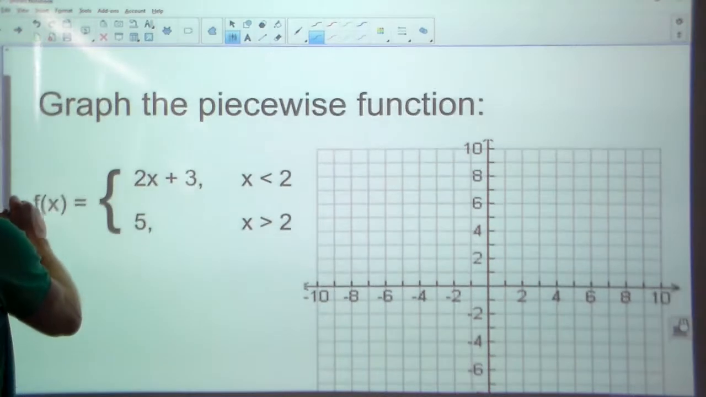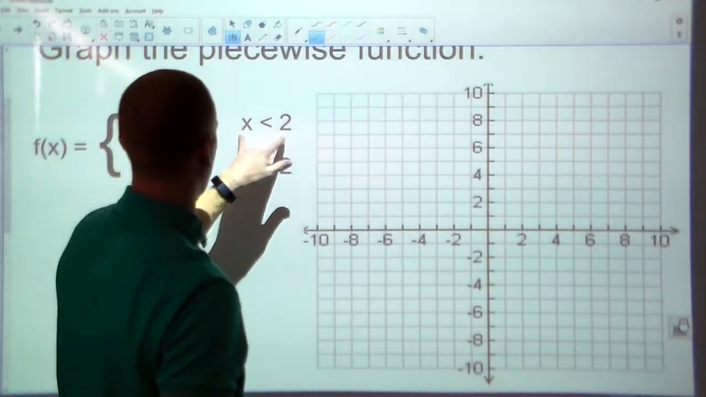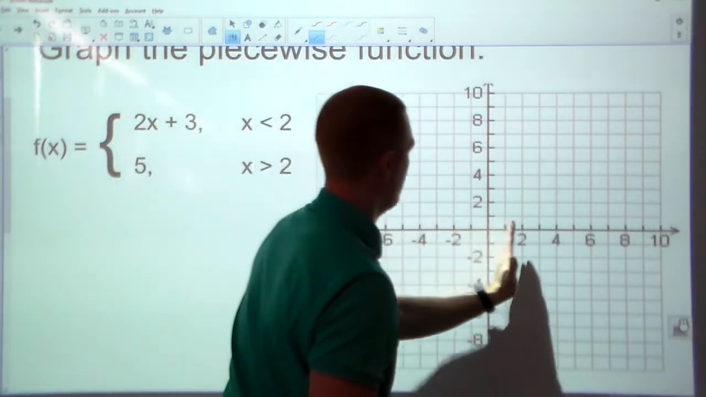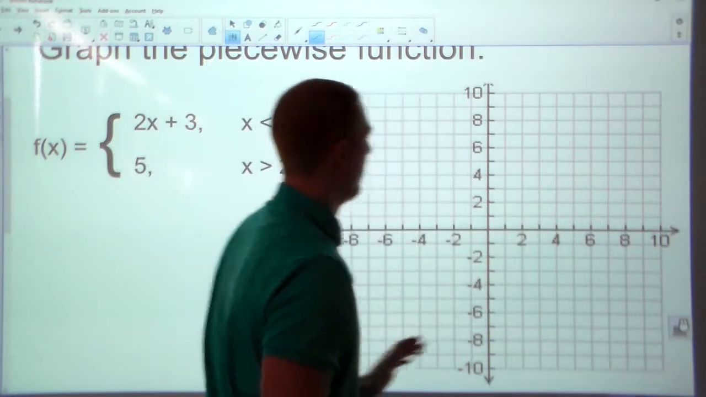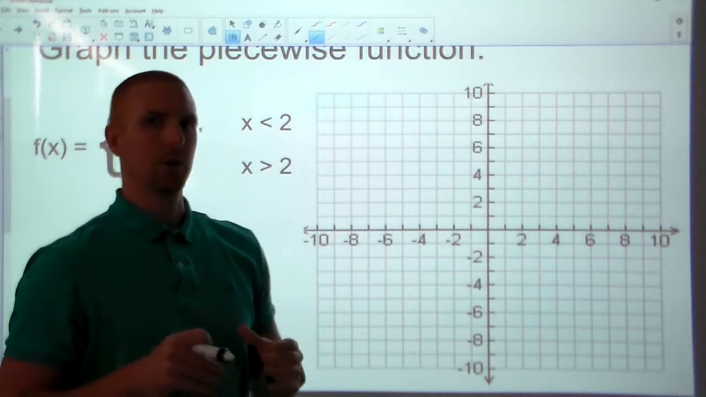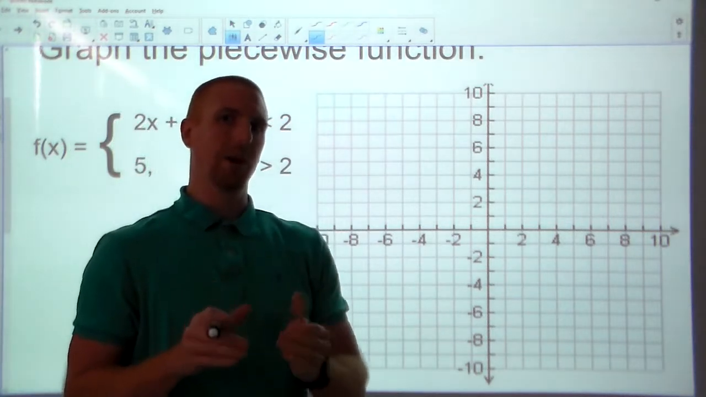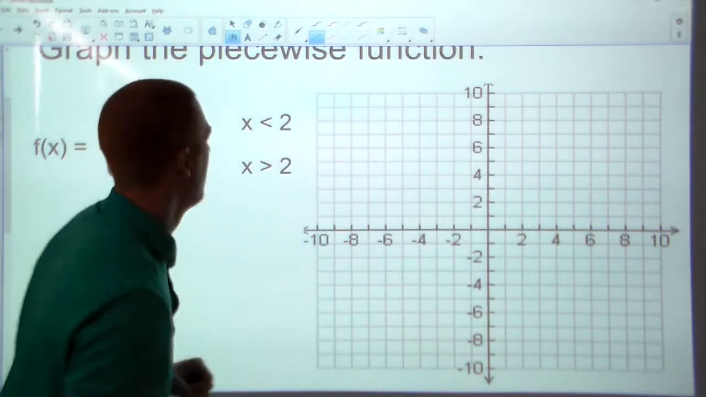So let's take a look at how that's going to go down. We do still have these domain restrictions. We have one piece of the graph that's going to be from 2 and to the left. We have another piece that's going to be from 2 and to the right. And neither one of these are exactly equal to 2, so you'll never actually have a point right at 2. And I'll explain that a little more when I talk about the final domain.